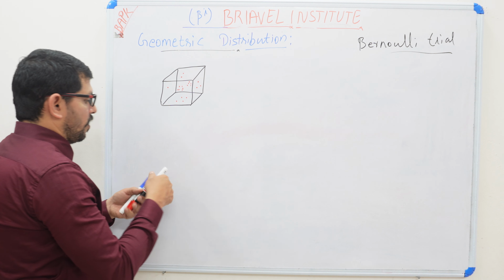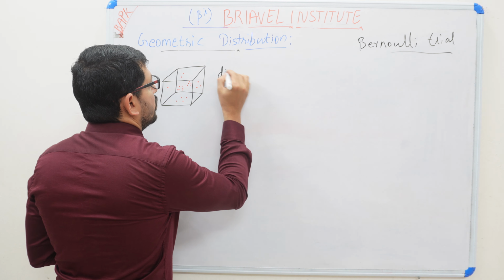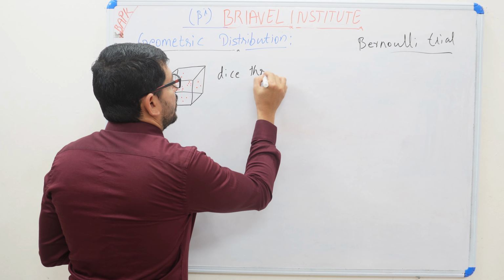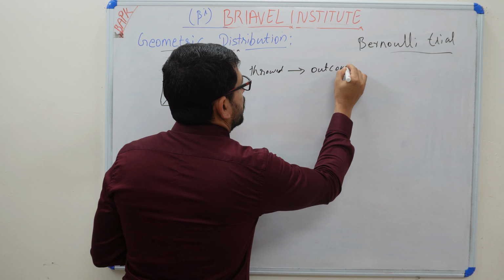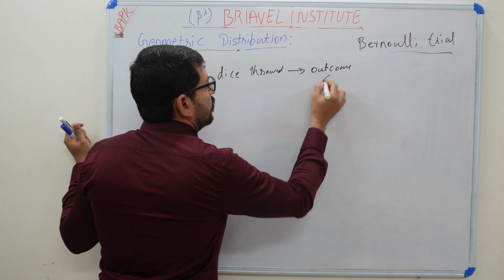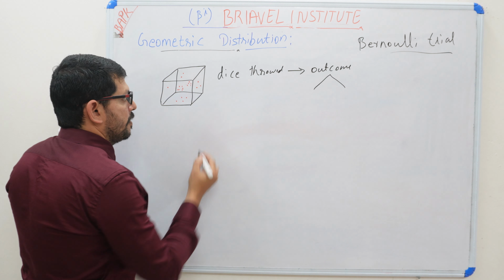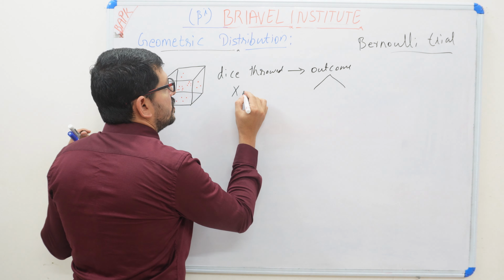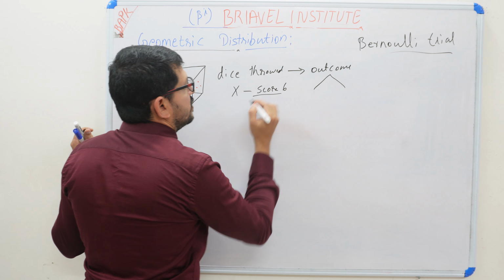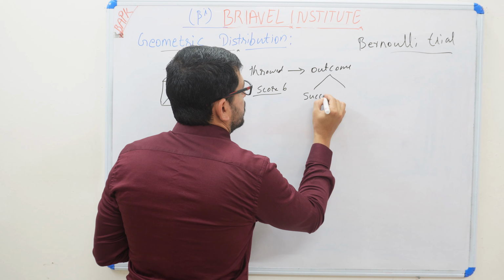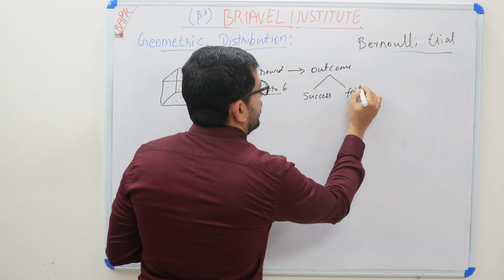So I threw this dice, and I have an outcome. What is my outcome? I define the outcome as a success or failure. So that is a Bernoulli's trial. Here in Bernoulli's trial I defined score 6 as my success. So here is a success and here it is a failure.